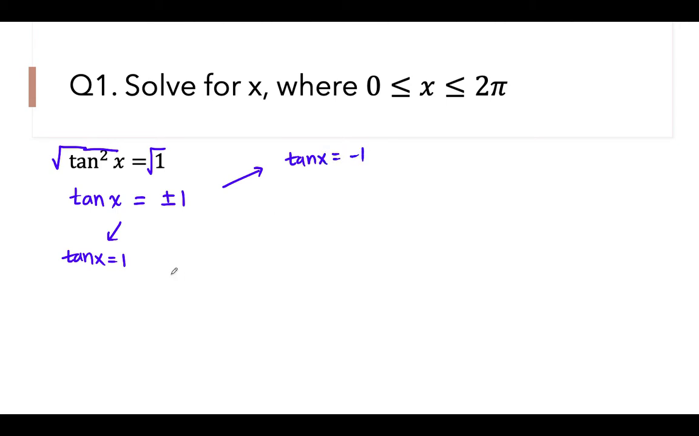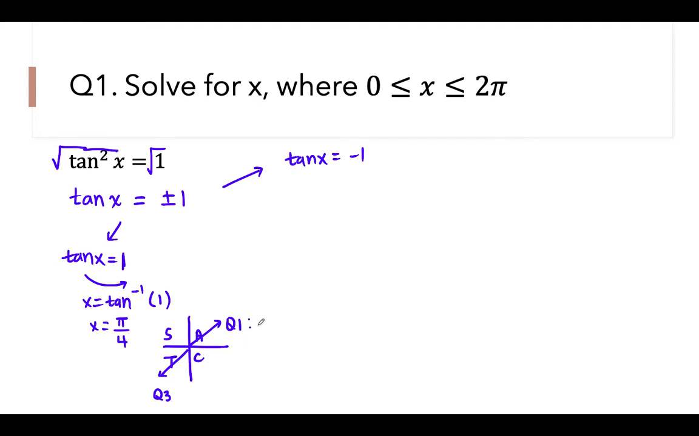Now, we're going to move tangent to the other side, so it becomes tangent inverse of 1, and x is equal to 45 degrees, which is pi over 4. Therefore, we have to look at the CAST rule, C-A-S-T. Which quadrants is tangent positive in, because it's positive 1 here? Tangent is positive in quadrant 1 and quadrant 3.